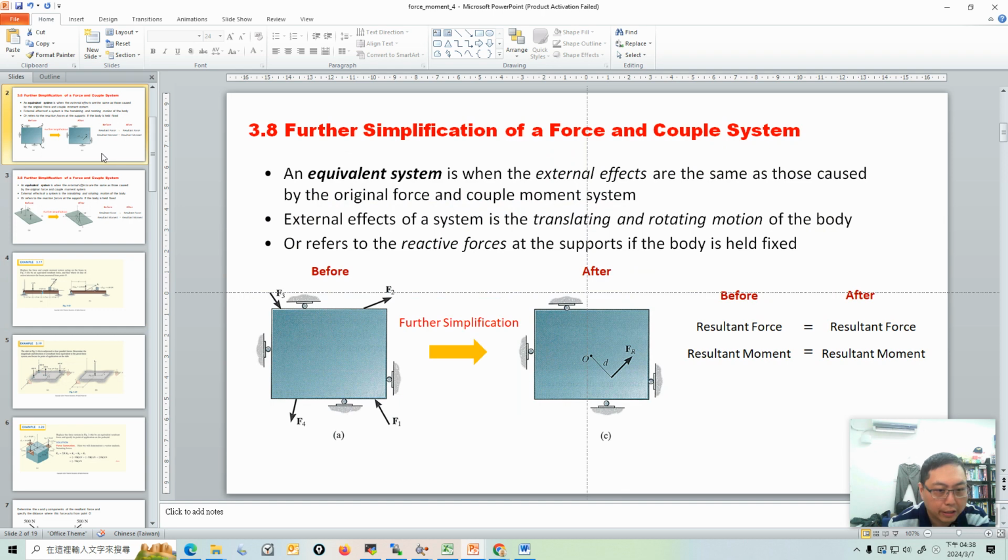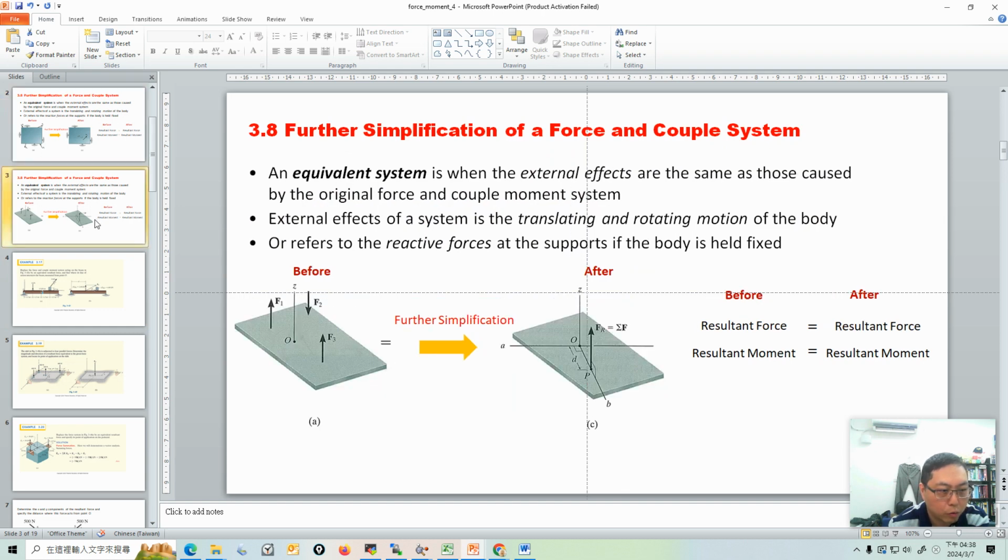Just like I said with this scheme, we had applied a lot of forces, and after simplification we only have one resultant force, and we also want to know where this resultant force is acting. How to do that? Just like what I wrote right here: before and after, your resultant force and resultant moment must be the same.